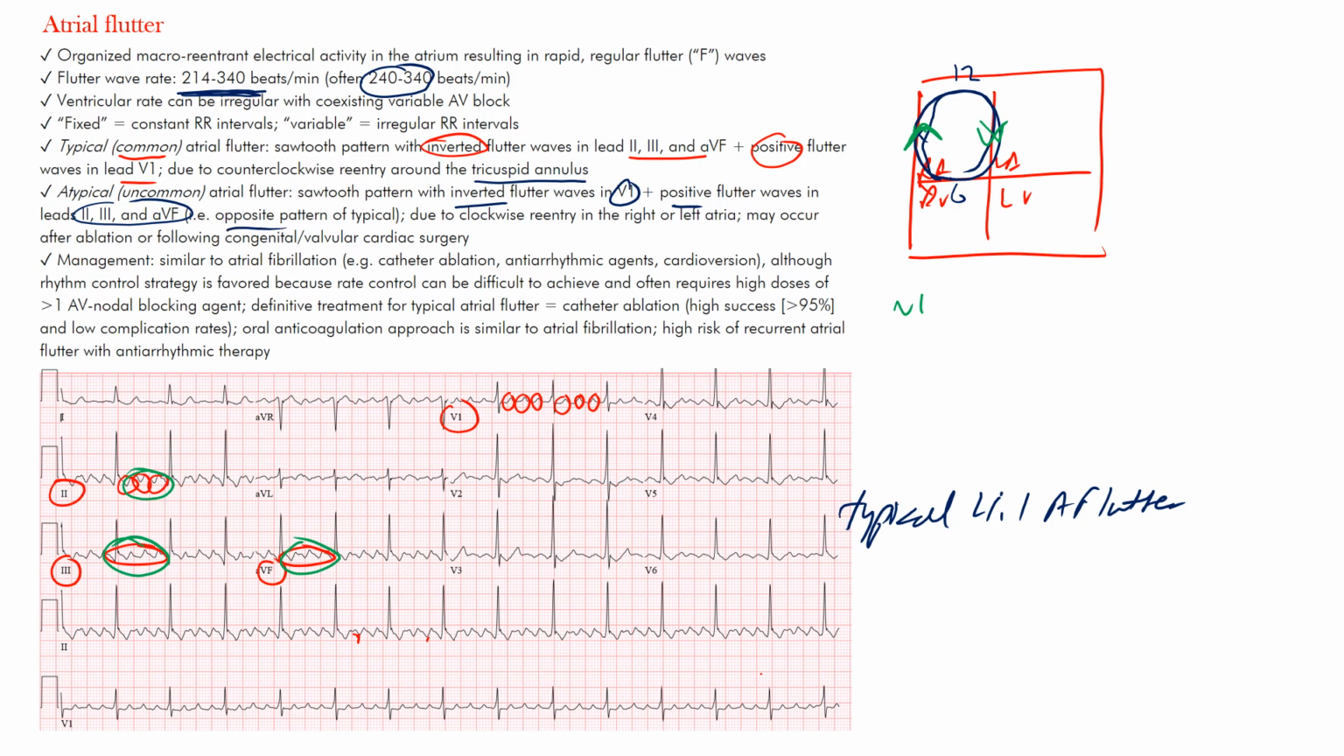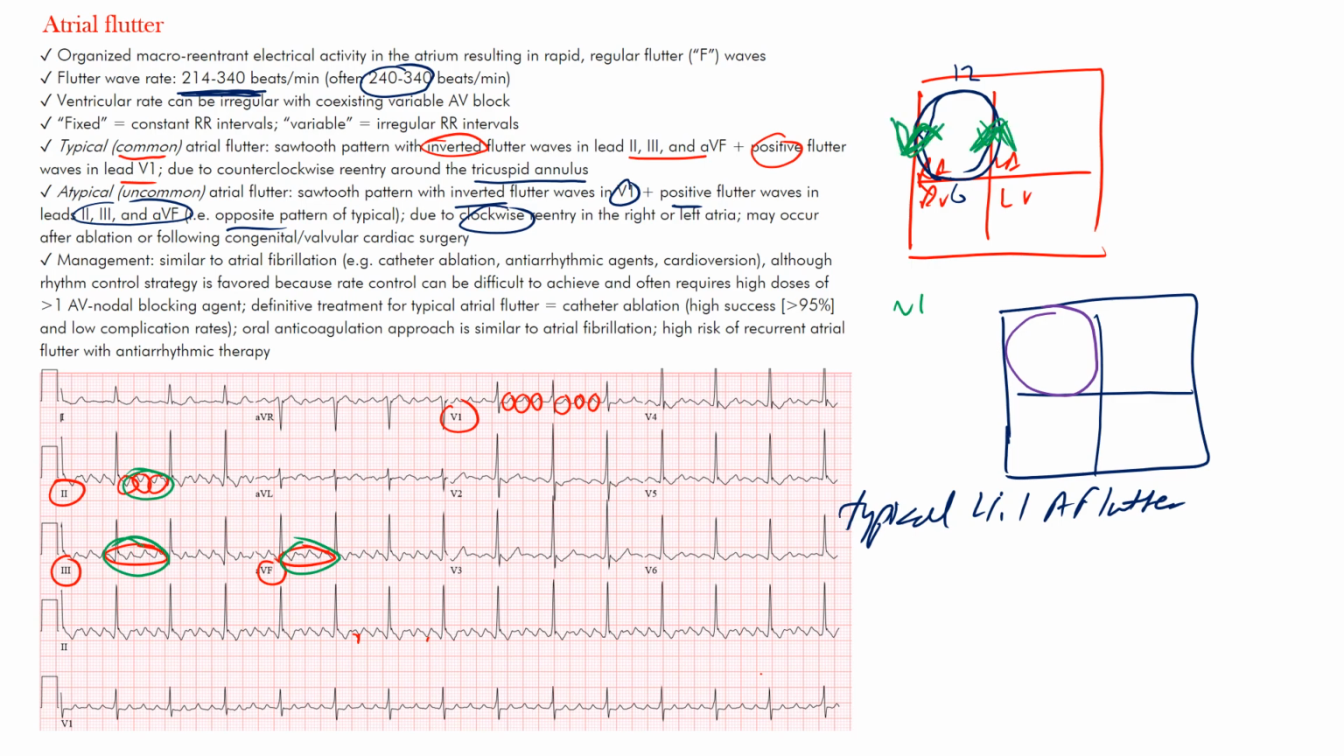So it's the opposite of the typical pattern, and this one is due to a clockwise rotation. Imagine you have that clock, but in this case it's going in the opposite direction. Excuse me, I think I may have misspoke here. Counterclockwise is going in this direction, excuse me there. And in the atypical form, you have it going clockwise. So again, here's 12, 6, and imagine it going around this way. I apologize for that.